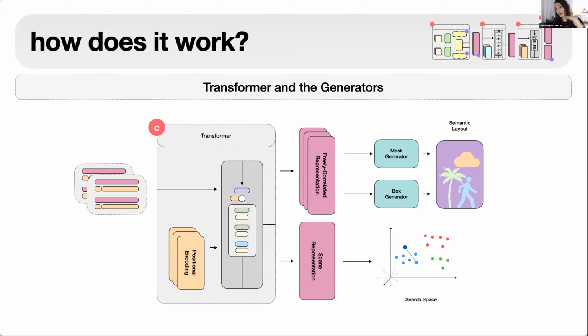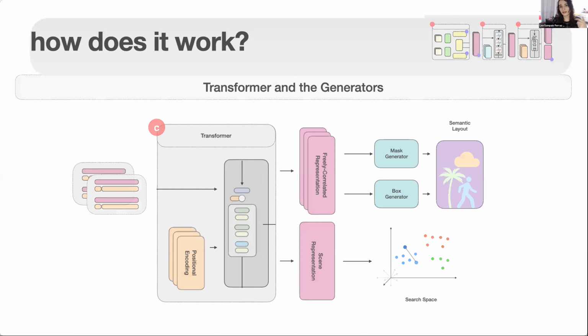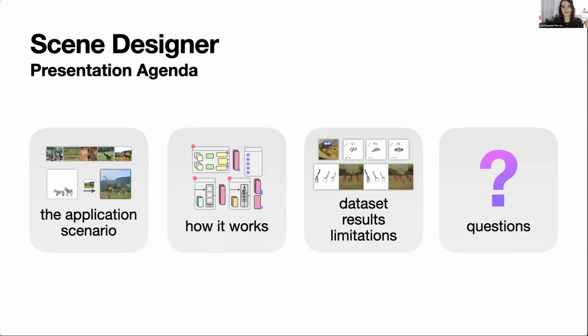And all of the object vectors that we get as output from the transformer, we train them to generate masks and bounding boxes so that we can build a semantic layout. And we use the semantic layout as input to a layout to image generator. In our case, we did use the GauGAN or SPADE from NVIDIA, and we get an image as output.